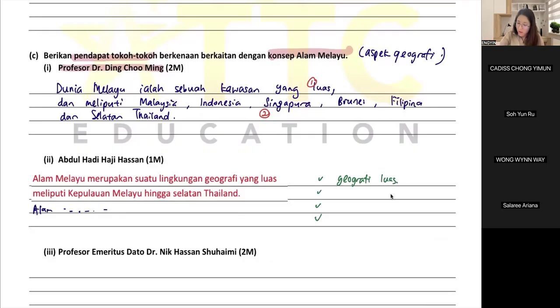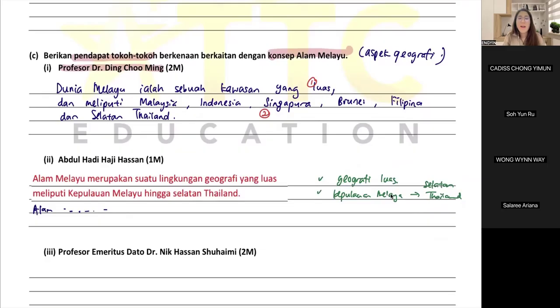From where to where? From the Malay island to southern part of Thailand, not the whole Thailand, because Thailand is too big already. This is what I will do. I will write down the keyword, because I know these are the keyword, the important point. Are you with me?